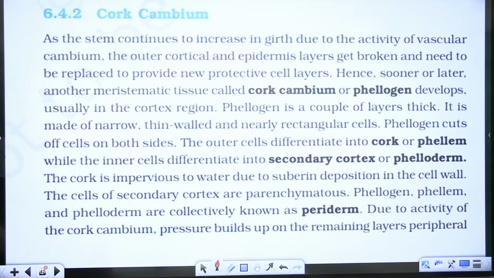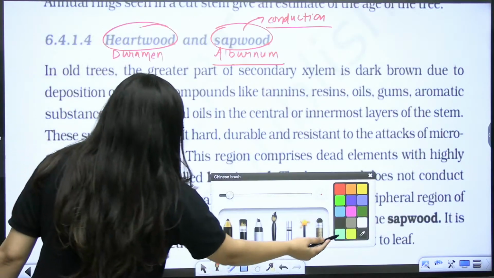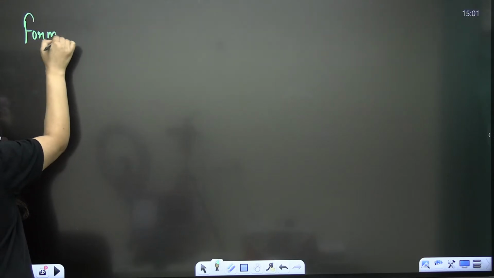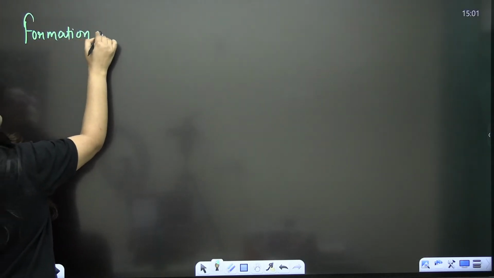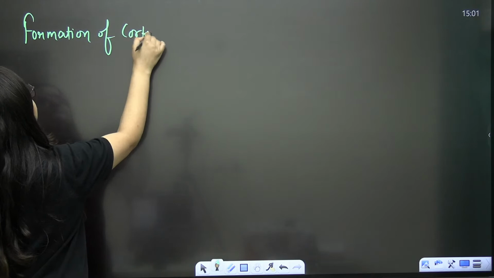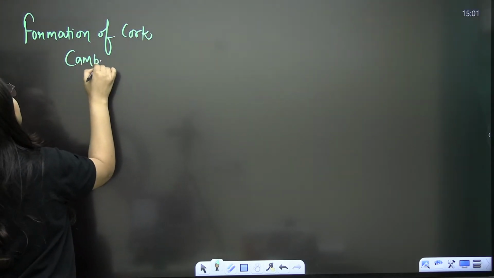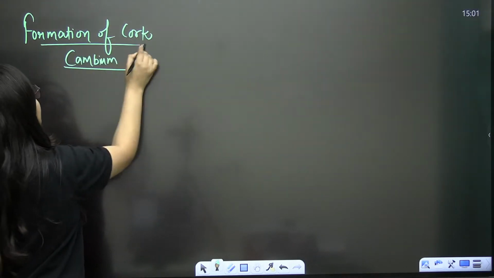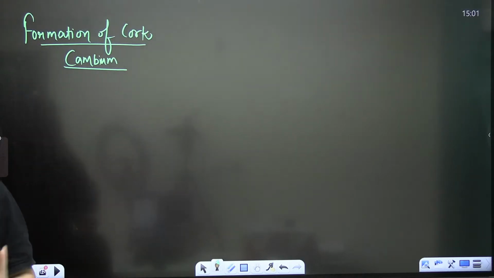So next is the cork cambium that we need to discuss, right? Now we will talk about the formation of the cork cambium and its activity. That is what we need to discuss. So any doubt, anything that you know about this? Yes, anything that you know about it? Tell me.